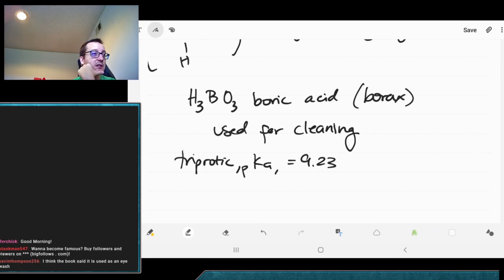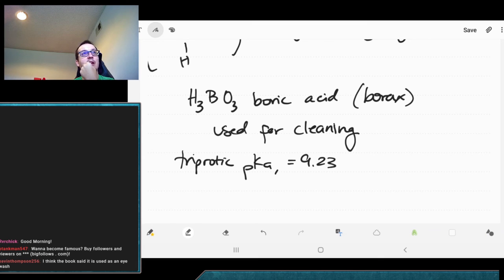Yeah, you can use it as an eye wash as a result. It'll work because it's not acidic really at all. So you can go ahead and use it for cleaning your eyes out. Even though it's triprotic, its first pKa is still really high, so you can imagine that the other two are going to be even higher. You could use it in buffers as well, but typically carbon and phosphorus ones are more likely to be used for buffers.